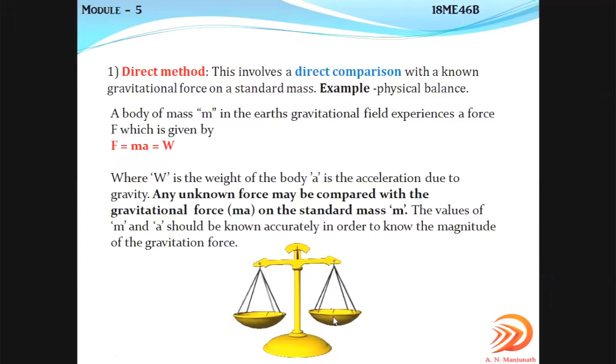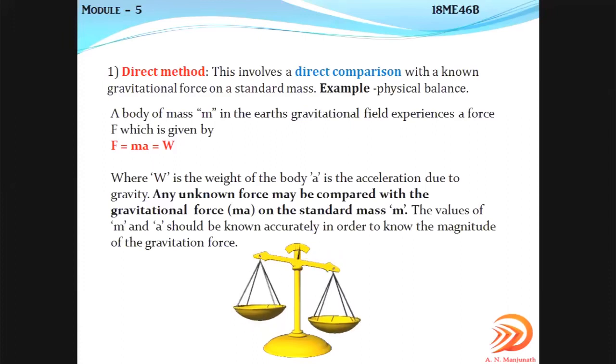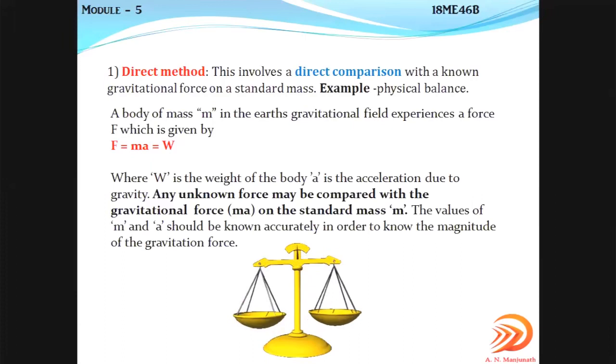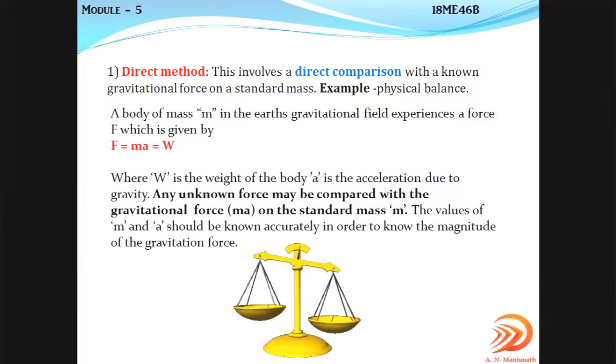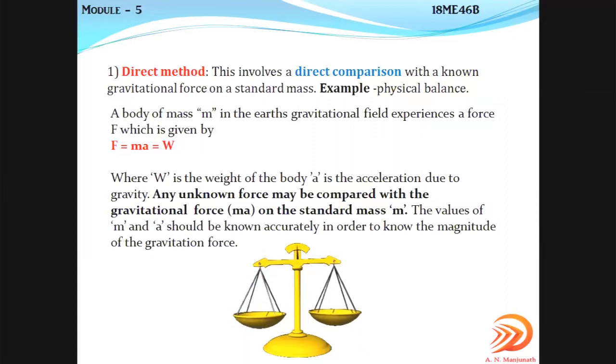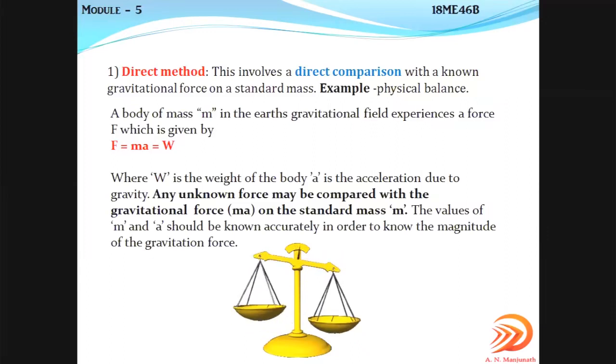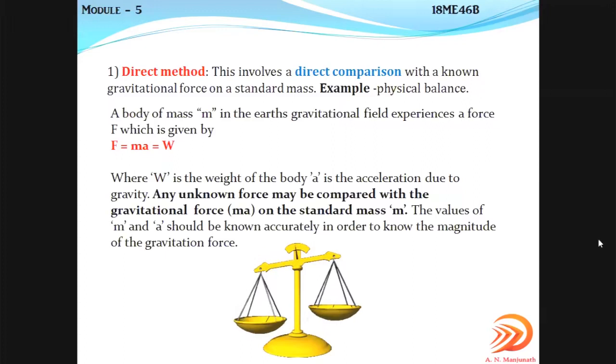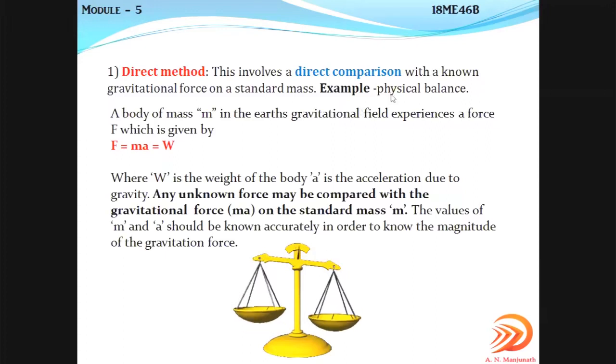Any unknown force, in the sense of unknown magnitude, can be compared with the standard mass, that is, the gravitational force on a standard mass. In order to know that, the value of this standard mass should be known accurately. In order to know the magnitude of the unknown one, you should know the standard mass exactly. Then only you can do the measurement. That is the direct comparison. Right, so this is one of the methods of measuring the force.